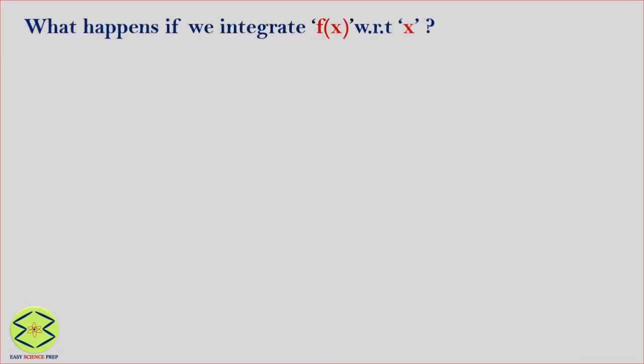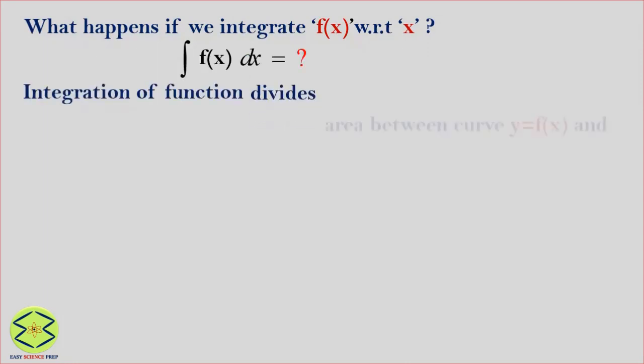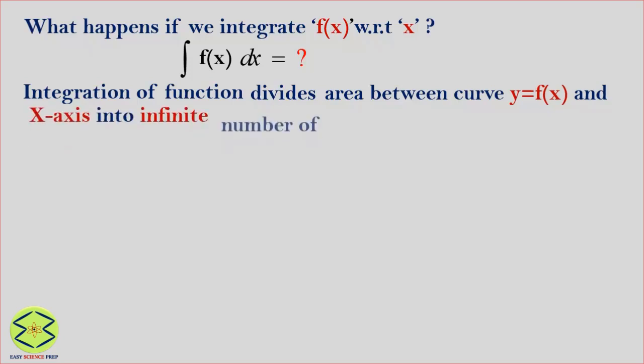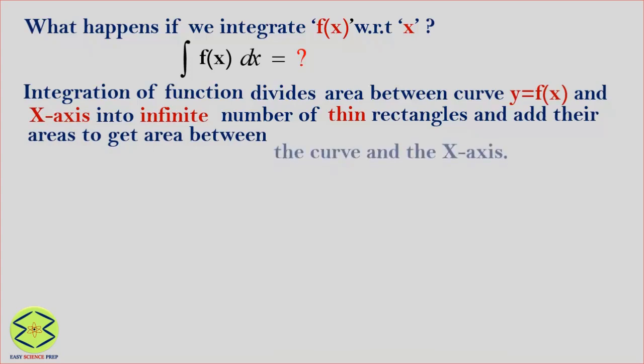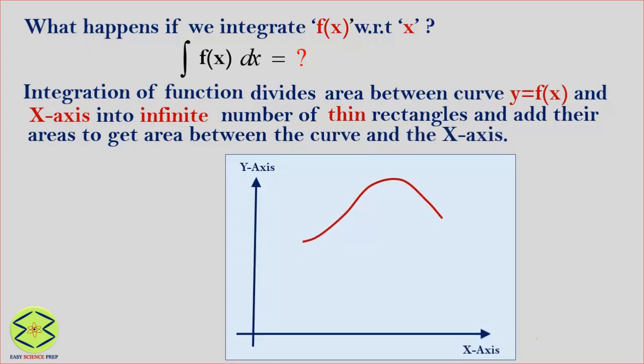So what happens if we integrate a function f of x with respect to x? Integration of a function divides the area between the curve y is equal to f of x and x-axis into an infinite number of thin rectangles and adds their areas to get the total area between the curve and x-axis. So here we have the curve representing the function y is equal to f of x, and the area between the curve and the x-axis is divided into an infinite number of thin rectangles.